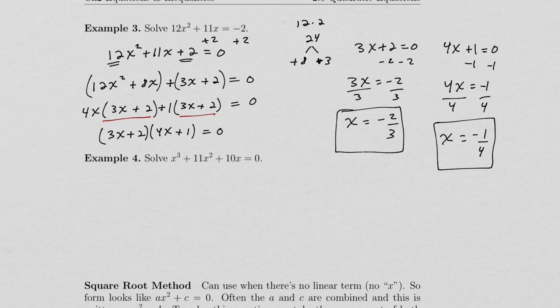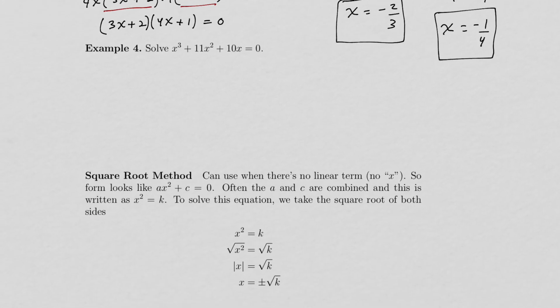Okay, in this next one, first of all, this doesn't look quadratic, right? It's cubic, but notice there's an x that's common to every term, right? It's like the greatest common factor of every term. So we can factor out the x. And first of all, it's already set equal to 0, so we don't have to do anything else there. So this is truly not quadratic, but because x is common to every term, I can pull it out front.